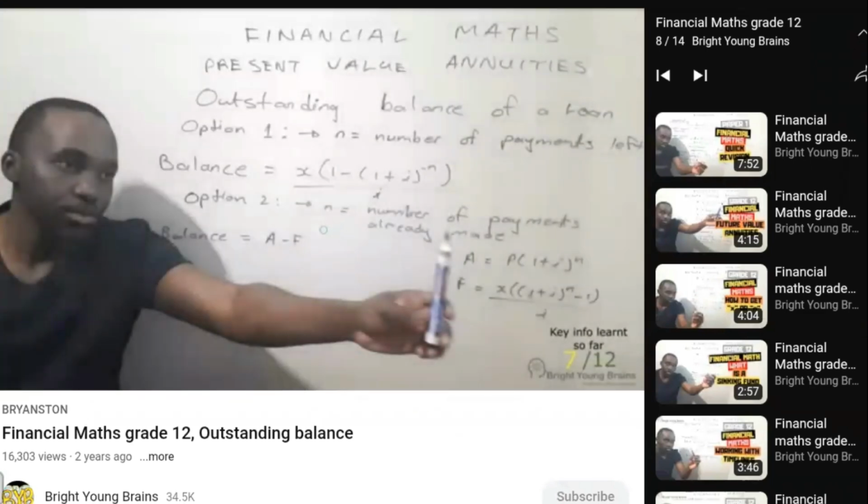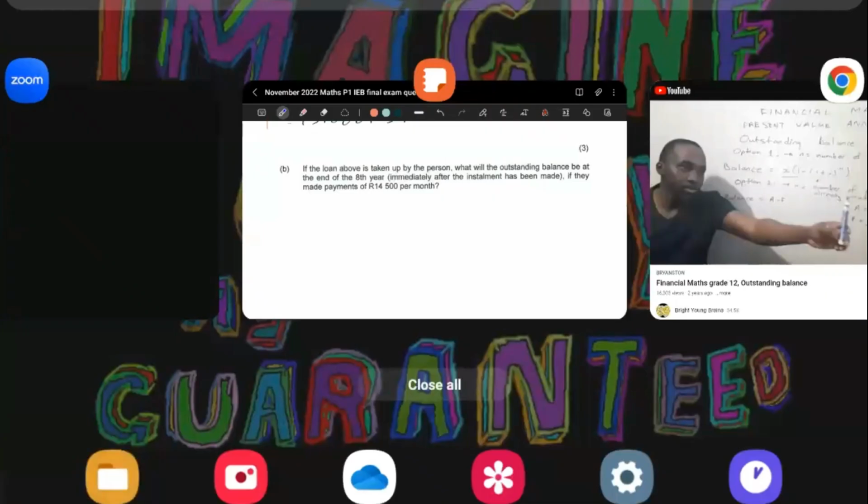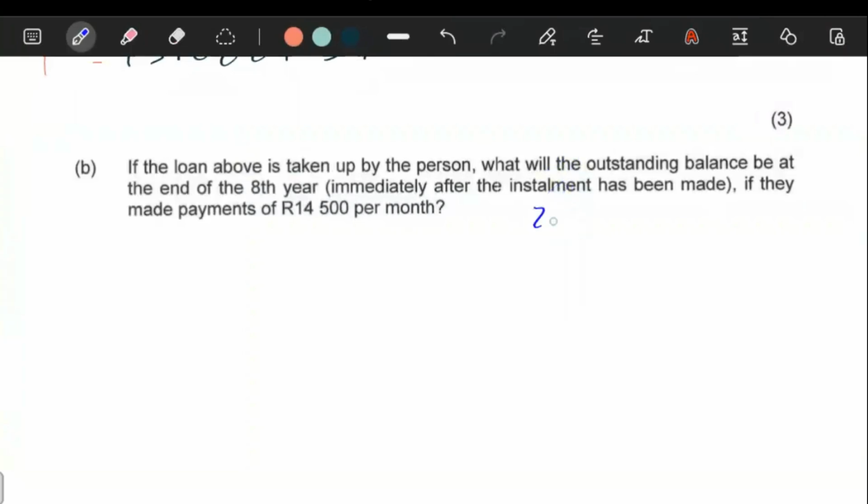Option 1 is if you have the number of payments that still need to be made. You can say that the balance is equal to this figure here, where n is the number of payments that are left. In our case, we're going to use that version, because 20 years minus 8 gives us 12 years left. So those 12 years times 12 is going to give us 144 payments left.